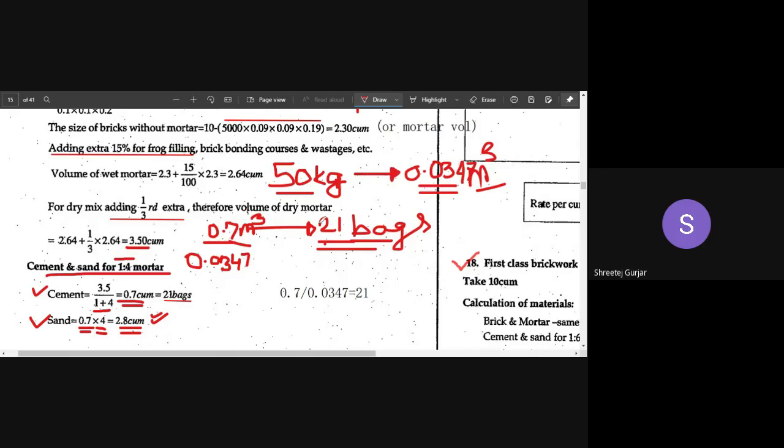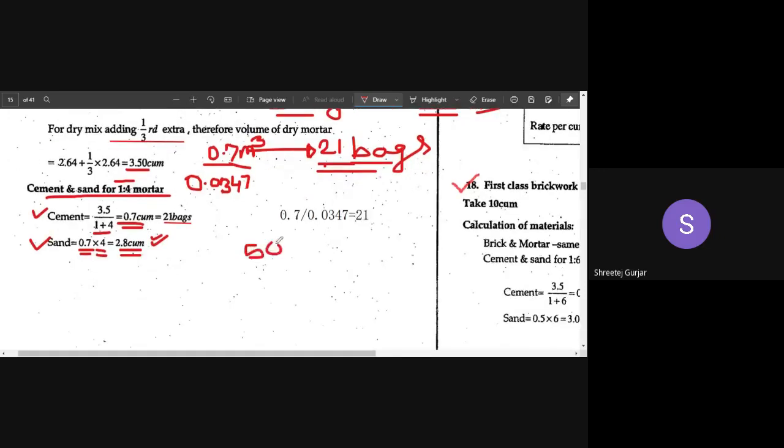How do you convert this kilo to meter cube? Divide 50 by the density of cement. Density of cement is 1440. This value is what? 0.0347. Okay, so divide this here, and you will get the number of bags of cement.